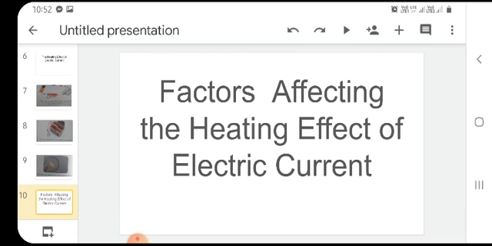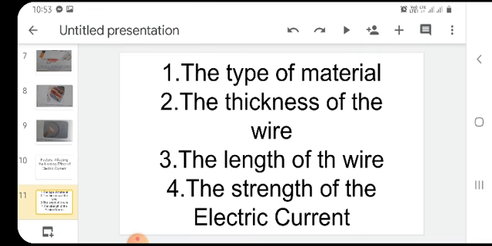Now, the factors affecting the heating effect of electric current. Dear students, we know that the resistance offered to the flow of current in a conductor causes the heating effect. A higher resistance will produce more heat and a lower resistance will produce less heat. Thus, the factors that affect resistance also affect the heat that is produced in any circuit.